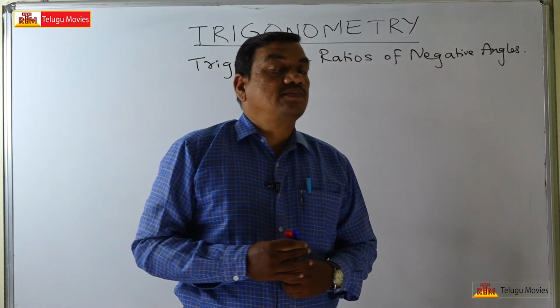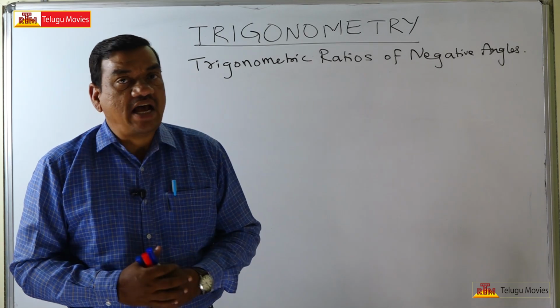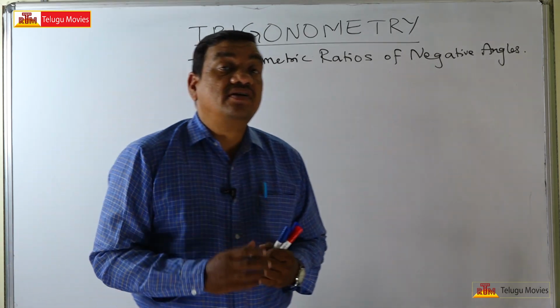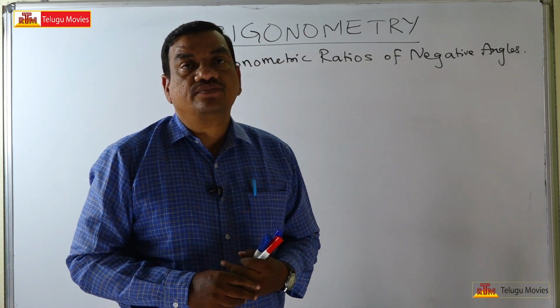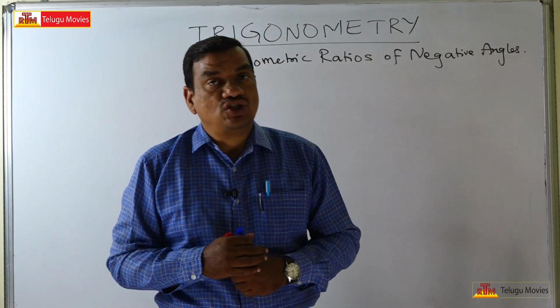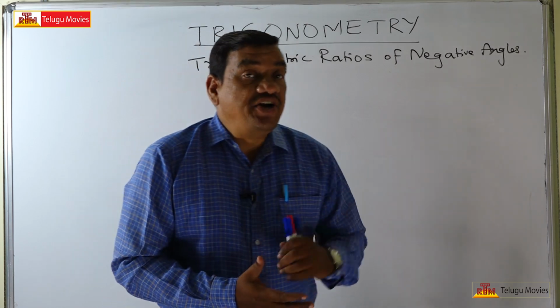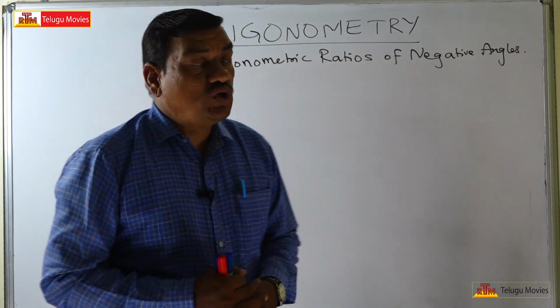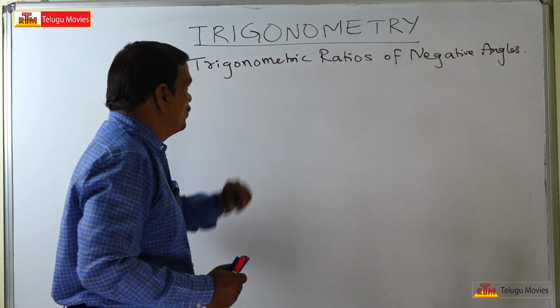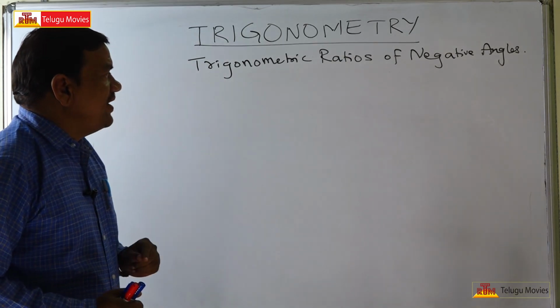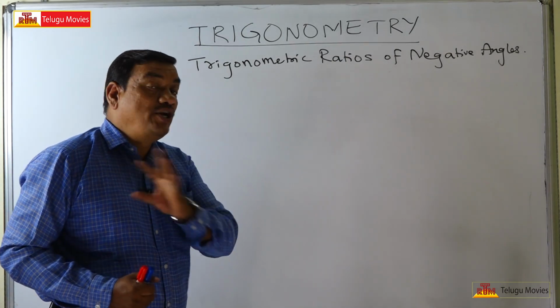Welcome to today's class. In the last 2 days I explained the fundamental definition of trigonometry, the domain and the ranges of trigonometry, and the trigonometric identities. So in today's class I am going to explain the trigonometric ratios of negative angles.